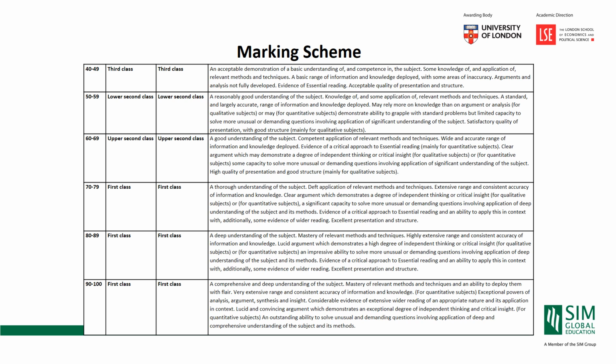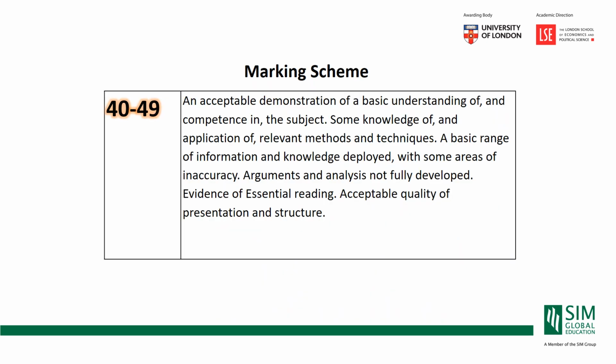40 to 49 will be awarded as a third class grade. 50 to 59 will be lower second class. 60 to 69 will be upper second class. I will show you the two most important grades in the next two slides. The first will be the 40 to 49. So in order to pass, what kind of evidence or quality are examiners looking for? Here is the detailed description of the marking scheme.